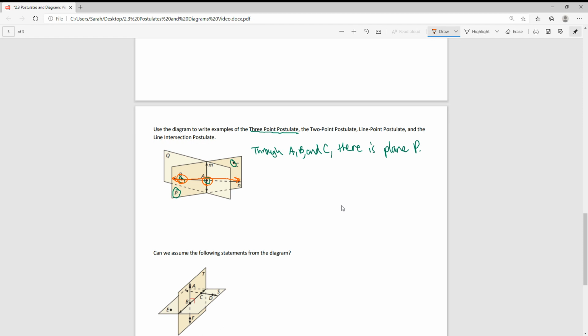So what we can say here is that line N goes through A and B. Points A and B, if you want to be a little more precise. That's our 2-point postulate. Next up, let's look at the line point postulate.